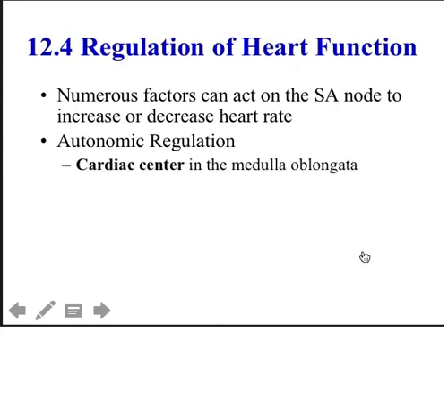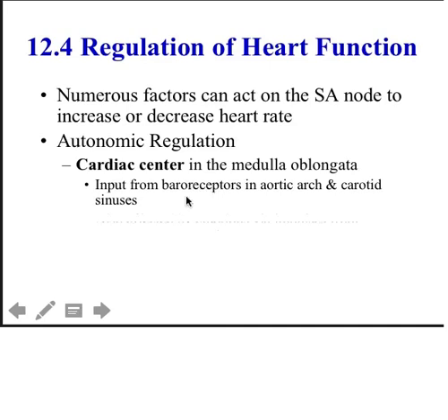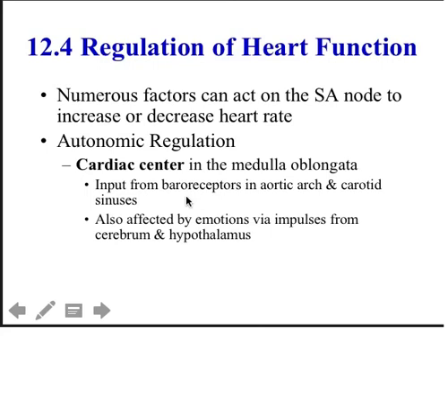The cardiac center in the medulla oblongata of the brainstem receives input from baroreceptors in the aortic arch and the carotid sinuses. A baroreceptor is simply a modified nerve cell that responds to changes in pressure by producing electrical impulses, in this case, which are sent back to the brainstem. It's also affected by emotions and impulses from the cerebrum and the hypothalamus, such as when we get angry or upset or frightened.